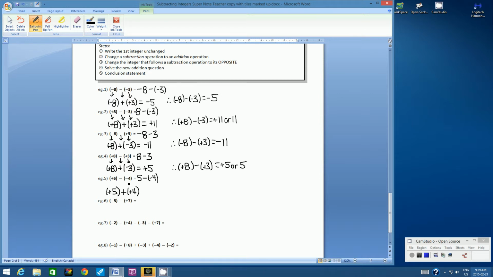So, you don't have to draw the arrows, but you do have to draw this, right? You're changing a subtraction question into an addition question. So when you've got this as an addition question, it's pretty simple. 5 positive tiles, combine it with 4 positive tiles, pretty easy, equals 9 positive tiles. Therefore, positive 5 subtract negative 4 equals positive 9, or 9.